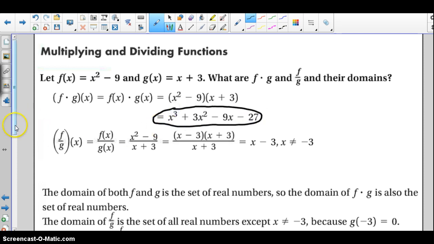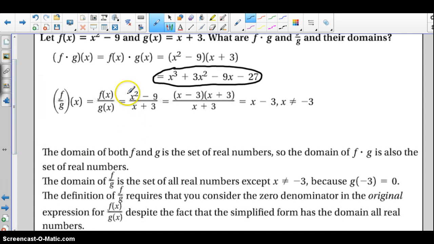For the division, let's take a look. They have x squared minus 9 over x plus 3. However, we realize that x squared minus 9 is a difference of squares. So we're going to factor this out and then do some canceling. By the way, when you cancel, really what is left over is 1. So you're going to have 1 in your denominator. 1 times x minus 3 is x minus 3.